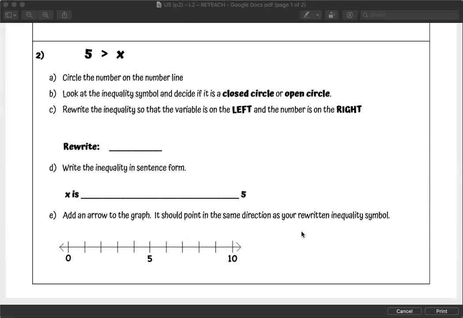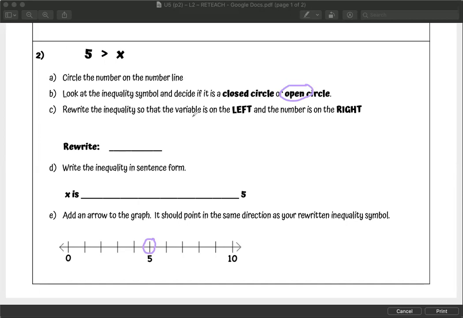Okay, let's look at another example here. We've got 5 is greater than x. So first I'm going to circle the number on the number line. So we've got 5, it's already written there for us. I'm going to put a circle there. We use that inequality to decide, is it closed or is it open? Since there is no line underneath here, it is going to remain an open circle.